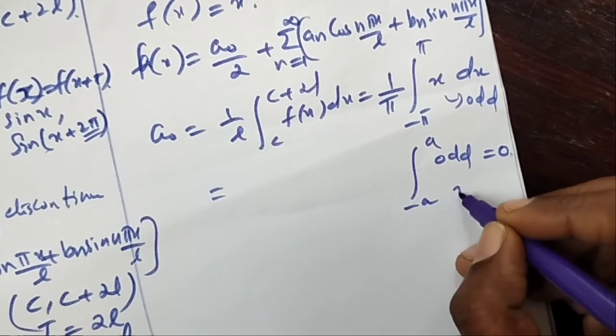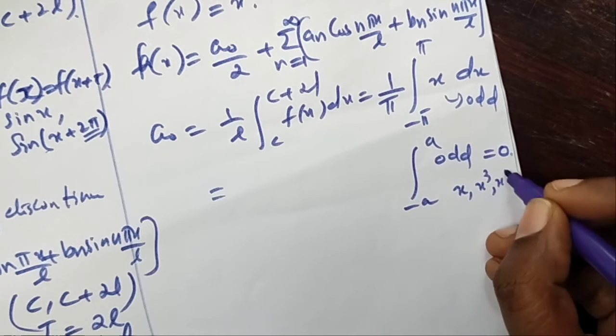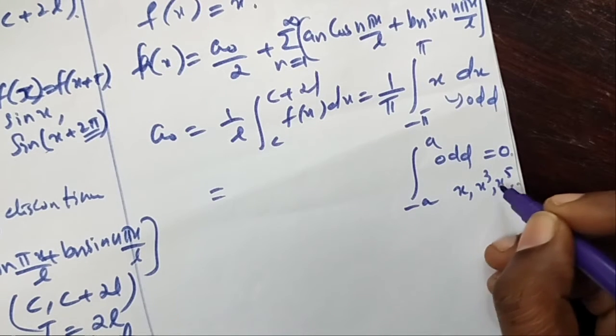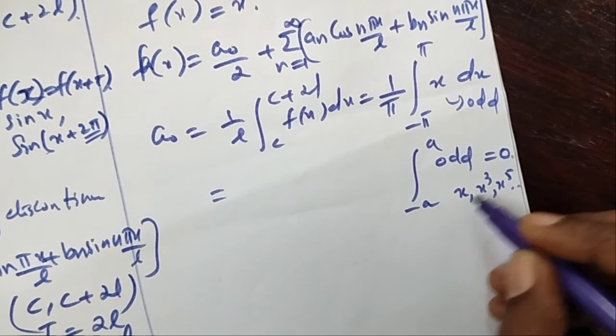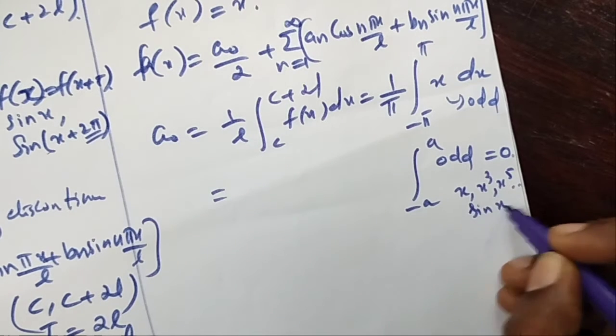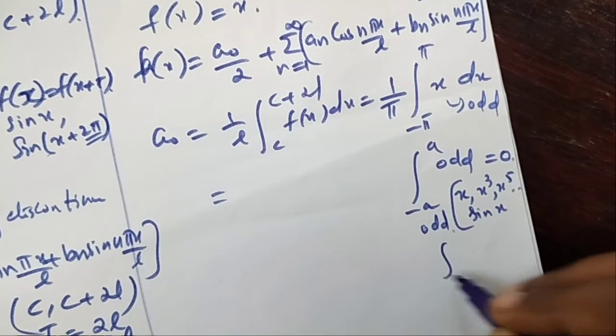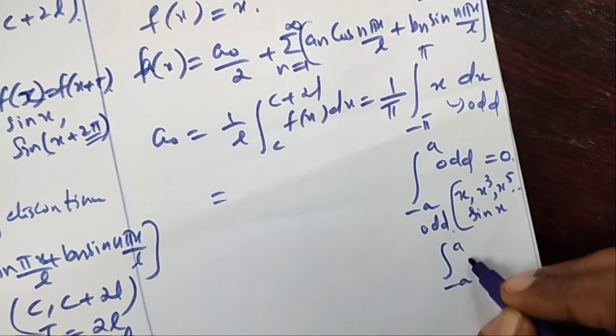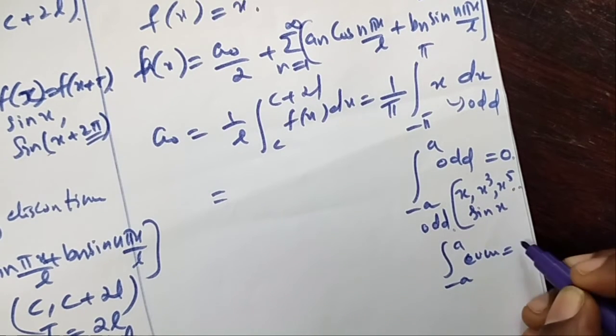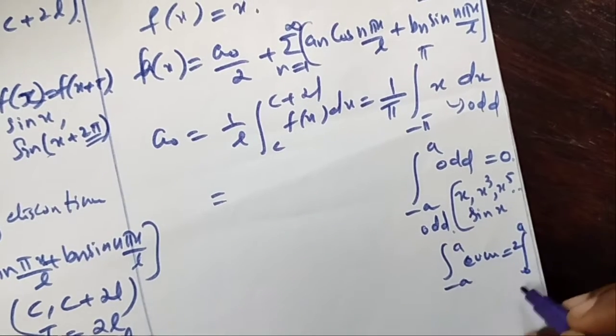Examples of odd functions are x cube, x raised to 5, etc. That is, the odd powers. And the trigonometric function sin x is also odd. So these are all odd functions. And if you integrate an even function from minus a to a, it is 2 times the integral from 0 to a.